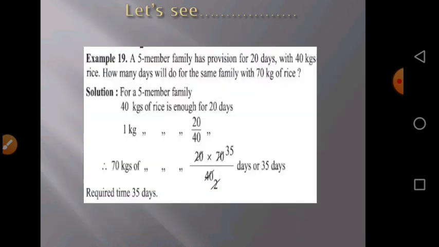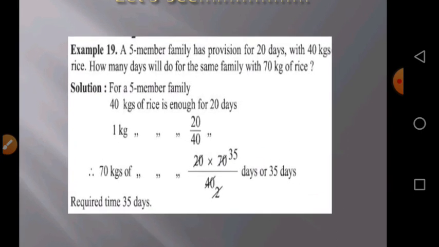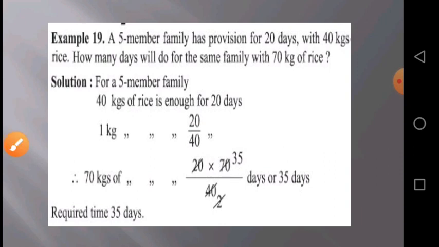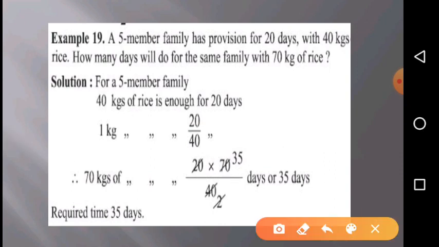Today we will discuss after yesterday's completion. Here we will see example 20. It is also a very easy math. You can see here a 5-member family has provision for 20 days with 40 kg rice. বলছে একটা 5 সদস্য বিশিষ্ট পরিবারে 40 কেজি চালে 20 দিন চলে। How many days will it last for the same family with 70 kg? ওই একই ফ্যামিলিতে 70 কেজি চাল কতদিন চলবে। As you can see, for a 5-member family, 40 kgs of rice is enough for 20 days.